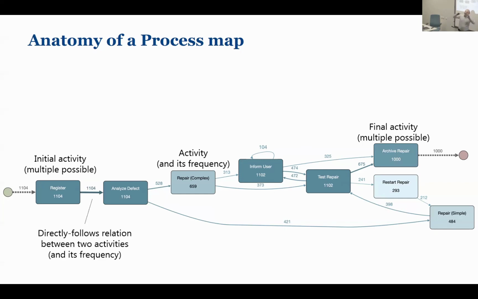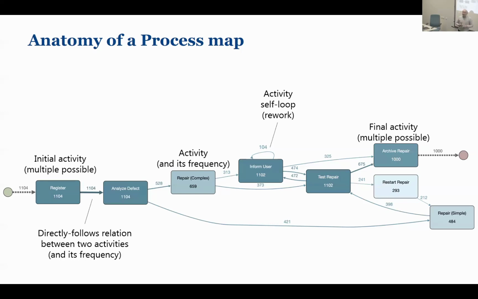And an arc in the process map represents the fact that in at least some cases, the task on the left came immediately before the task on the right. In this case, task register was immediately followed in a process instance by the task analyze defect in 1,104 cases or process instances recorded in the event log.